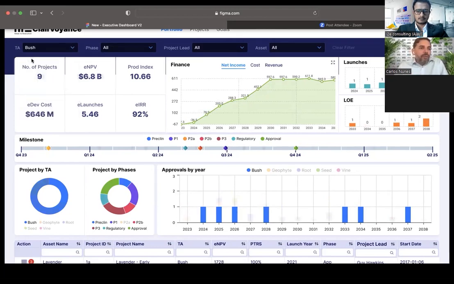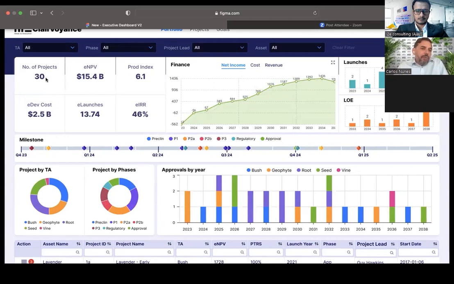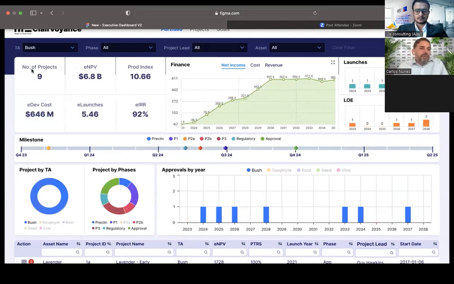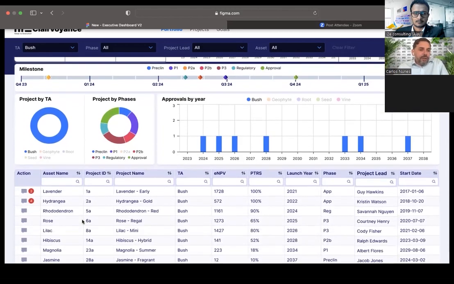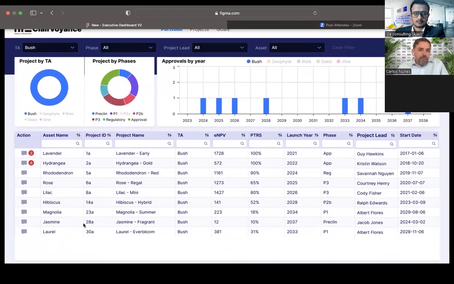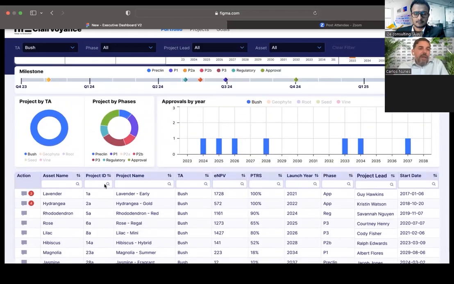So if I looked at the whole portfolio, I would see that we have 30 projects in this mock portfolio that I've been working on. And then if I filter to a particular TA, I built a portfolio here that is flowers and different ways that the flowers are organized. And so in this particular bush portfolio, there are 9 projects, and you can see at the bottom, I have the 9 projects for this particular TA.